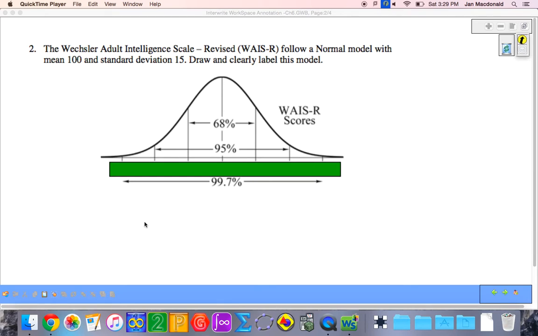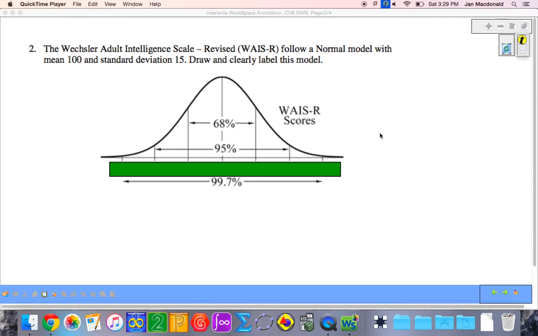Okay, we're in Chapter 6, Quiz A, question number 2. In question number 2, we're talking about an IQ test for adults. It's called the WAIS-R. And this distribution follows a normal model with a mean of 100 and a standard deviation of 15. They ask us to draw and clearly label this model.